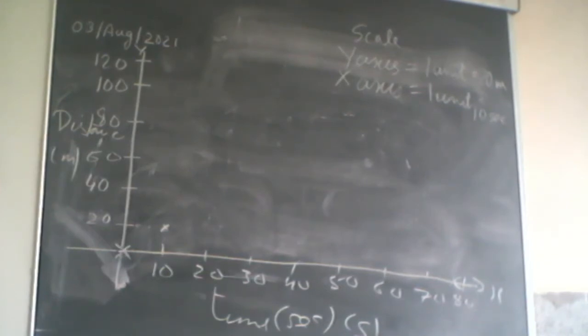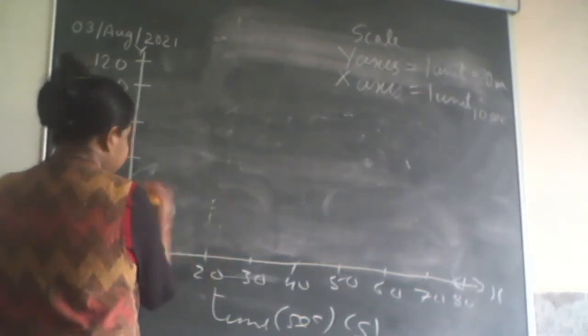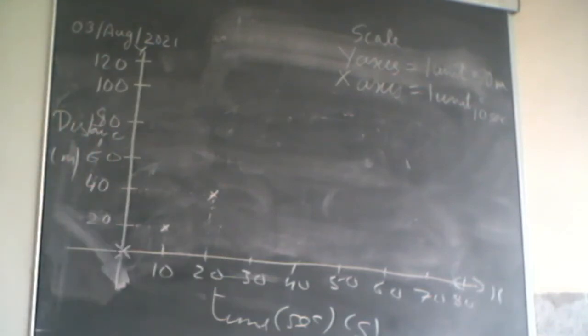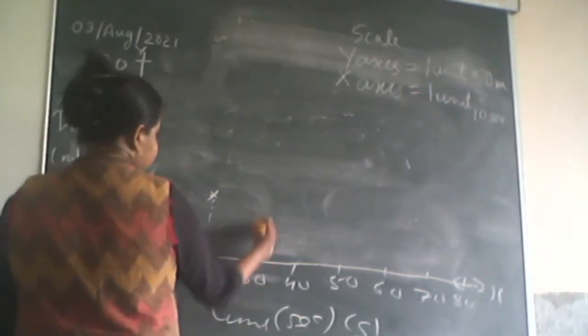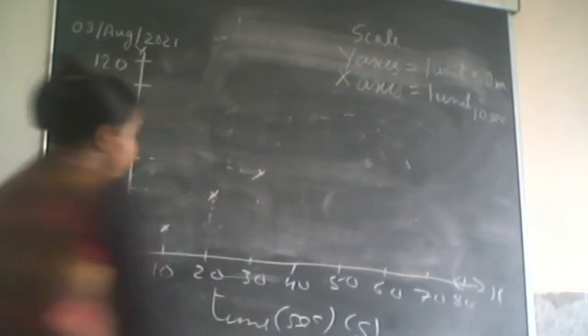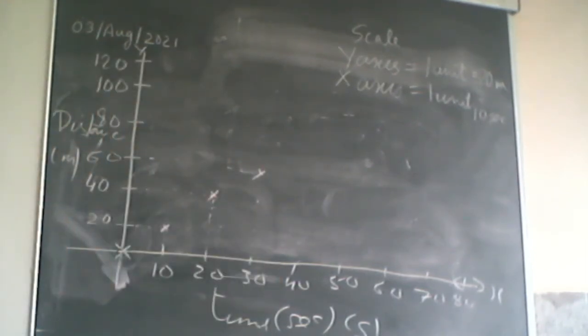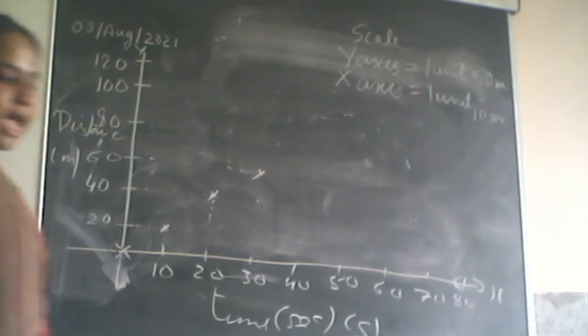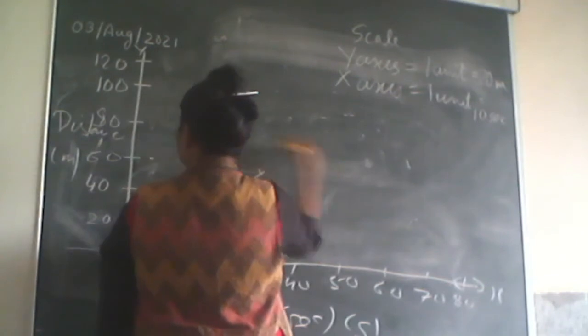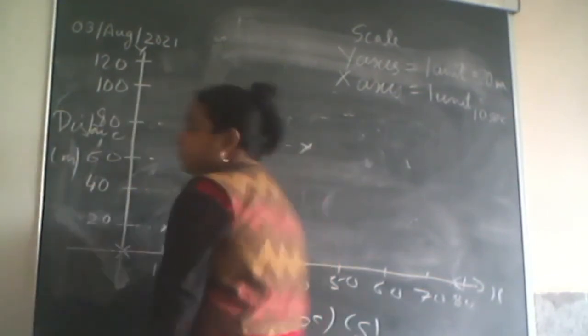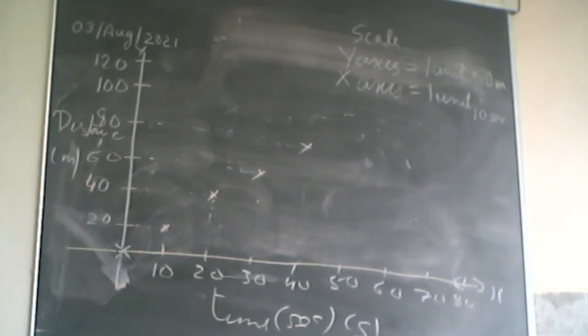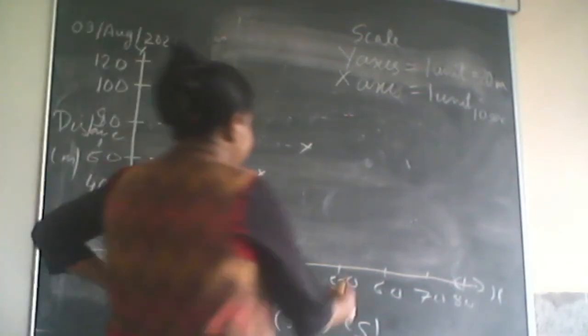Okay. Now, next is at 20 seconds, 40. This is where I reached. Am I correct or wrong? Then they are saying at 30 seconds we are at 60, somewhere here. Then at 40 seconds I am at 80. Right? And at 50 seconds I am at 100.